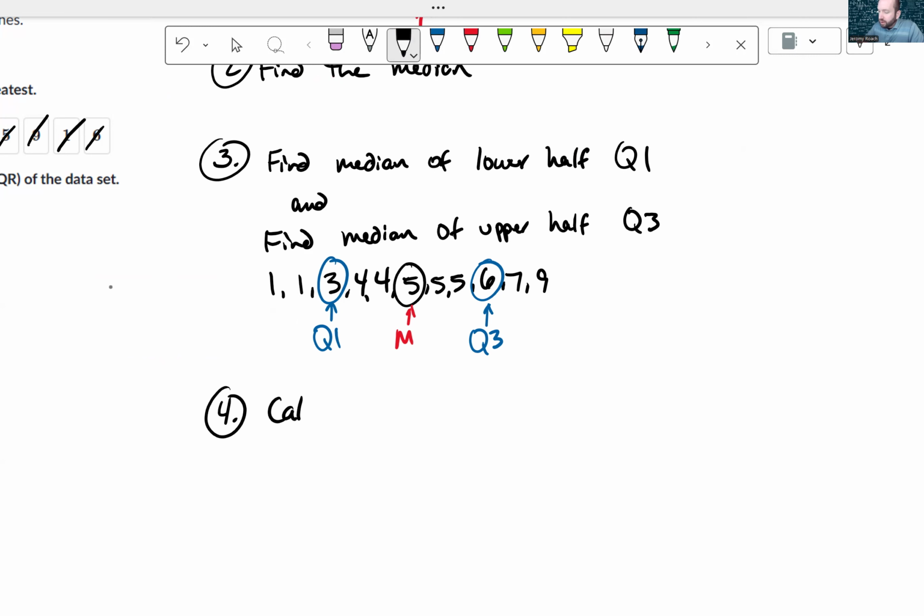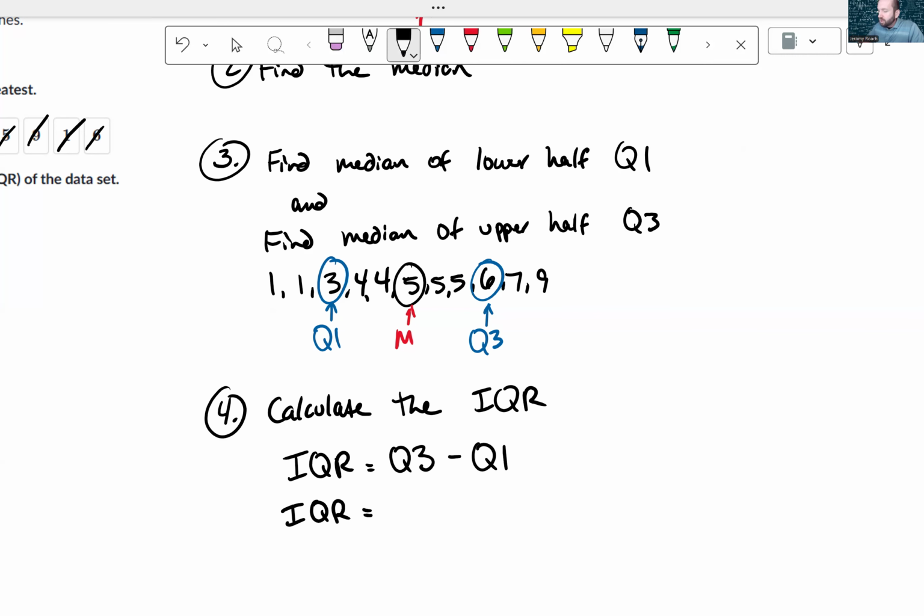Finally, we're going to calculate the IQR. So to calculate the IQR, or the interquartile range, that's equal to quartile 3 minus quartile 1. That's going to be equal to 6 minus 3. And the interquartile range is equal to 3. Now, this means a spread of 3, or the middle half of the data is 3, which is how far apart these data values are.